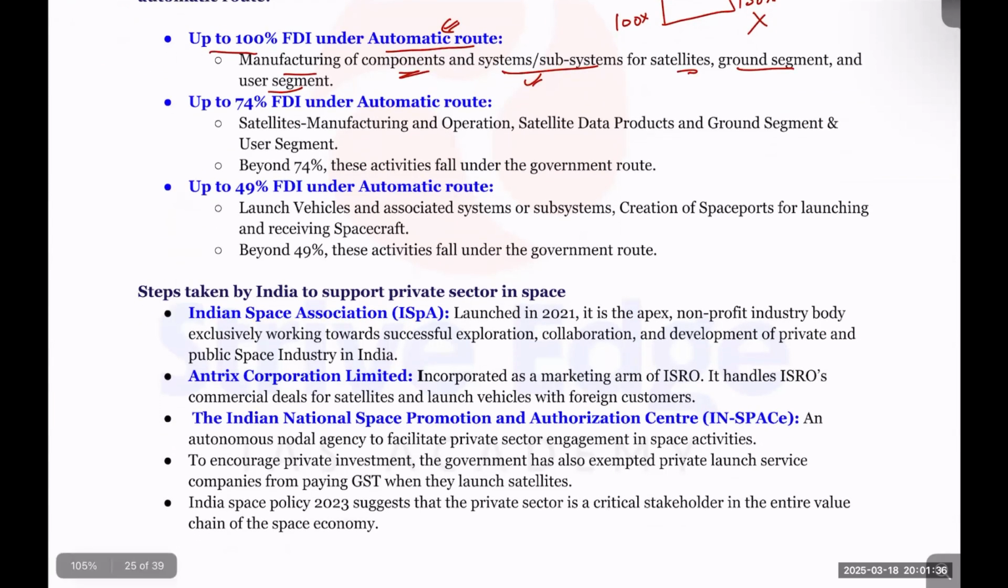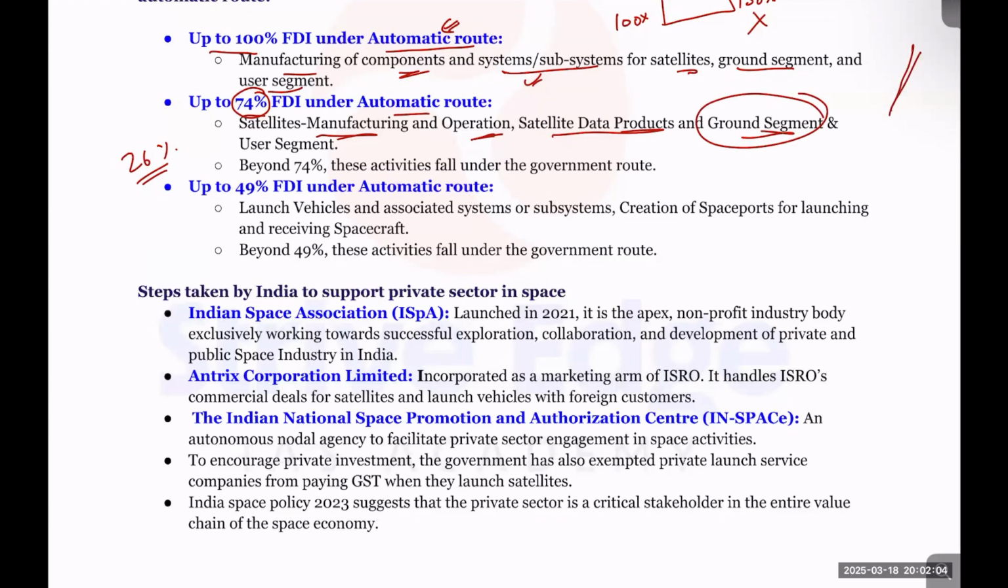Now, what are the other limits? 74% will be allowed under the automatic route only when satellites are manufactured as well as operated. So if you want to manufacture a satellite, then only 74% FDI is allowed. The remaining 26% should be held by the Indian entity. Same for operation of satellite data products and the ground segment, the segment where the signals from the satellite are received. Beyond 74%, these activities fall under the government route. So if you want to go beyond 74%, you have to take permission from the Government of India. And up to 49% for launch vehicles. Launch vehicles means rockets, and in the rocket sector only 49% FDI is allowed.